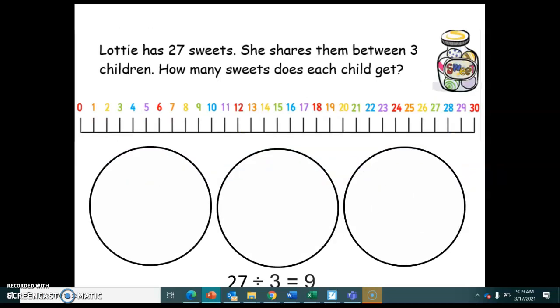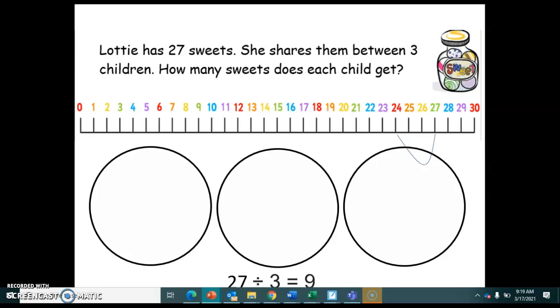So if we look at this question here, we've got Lottie has 27 sweets and she shares them between the 3 children. How many sweets does each child get? Now, when we do this one, we're going to be taking away 3. The thing with the previous question is that 5 meant that we could very quickly get from 25 to 0, but because we're at 27 and we're counting back in 3s, we have to do it like this.